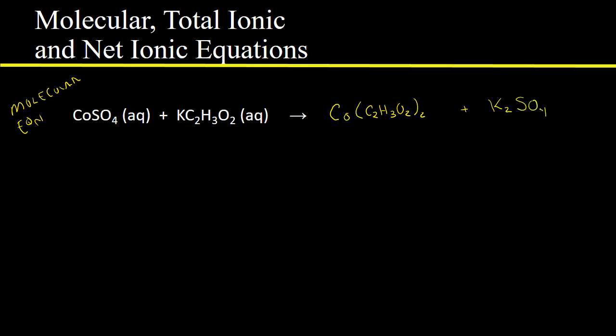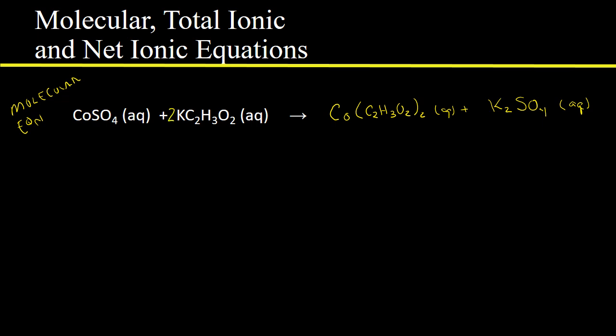So I have as my products cobalt 2 acetate and potassium sulfate. Potassium sulfate, most sulfates are soluble and all potassium compounds are soluble. So I know that's soluble. And cobalt 2 acetate, all acetates are soluble. There are no exceptions. So I know that's soluble too. Is it balanced? I believe it is. 2 potassiums. Oh, I need to put a 2 there. Now it's balanced.